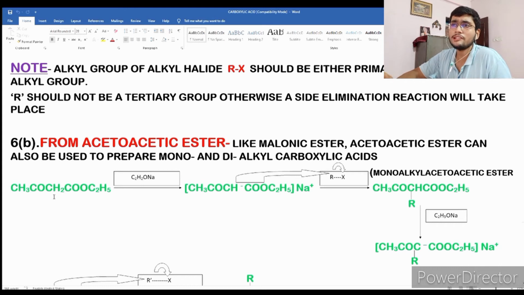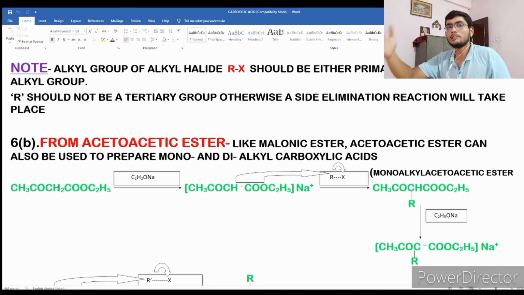Now you see, in this particular ester also we have an active methylene group. Here also this is a minus R effect group, and here also this is a minus R effect group. So these two groups will activate this methylene group and its hydrogen will become acidic in nature.